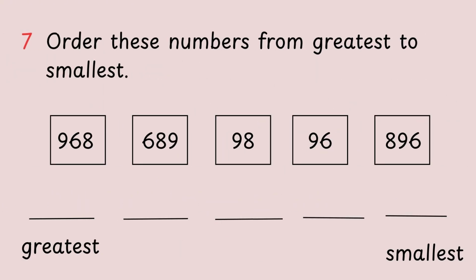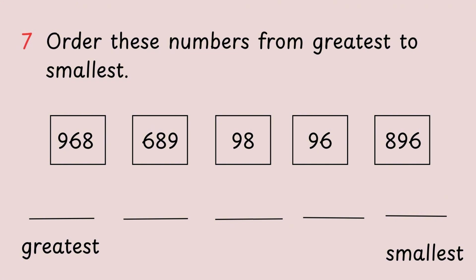Question 7. Order these numbers from greatest to smallest. So let's find our biggest number first. Since 3-digit numbers are always bigger than 2-digit numbers, let's look at our 3-digit numbers first. So we have three 3-digit numbers, 968, 689, and 896. So to find the greatest one, we check the hundreds place first. We have 9, 6, and 8.